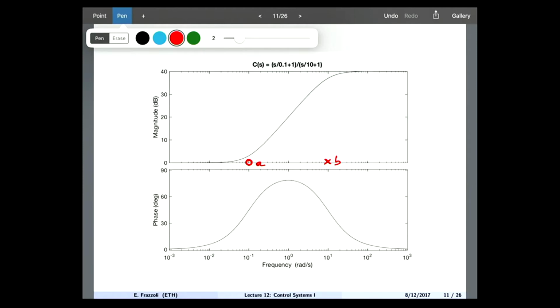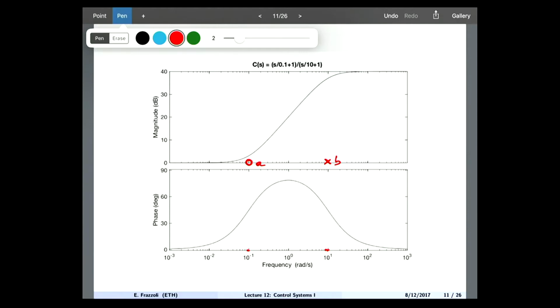What happens to the phase? You see that the phase starts at 0. Then, around A, you start feeling the effect of the 0, and then you have the increase in the phase, okay? This ideally would like to go all the way to 90 degrees, okay? But then you start feeling the effect of the pole, and then the phase goes back to 0, okay?